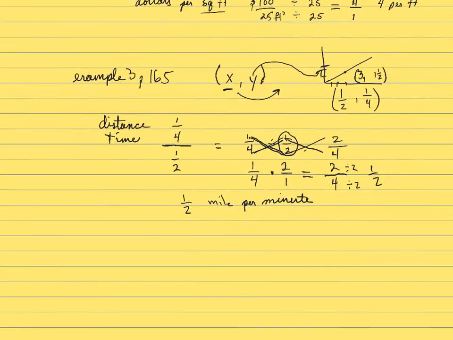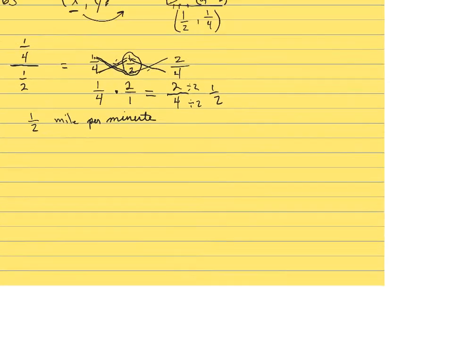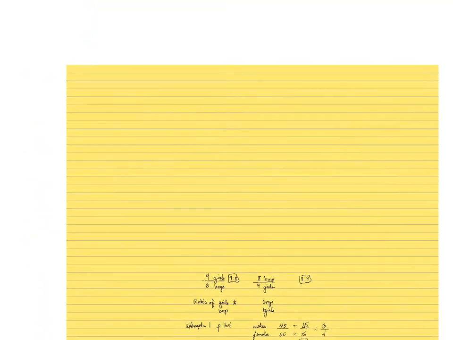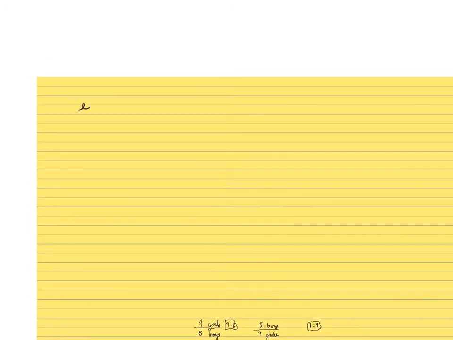I'm on page 166. Oh, I'm all out of yellow paper. How's that? I'm going to go up here. There we go. And we have example 4.